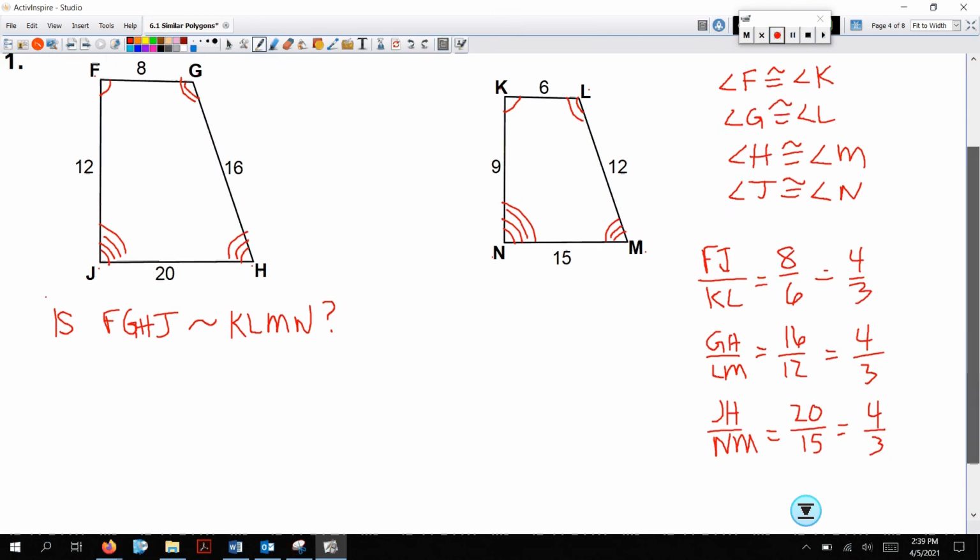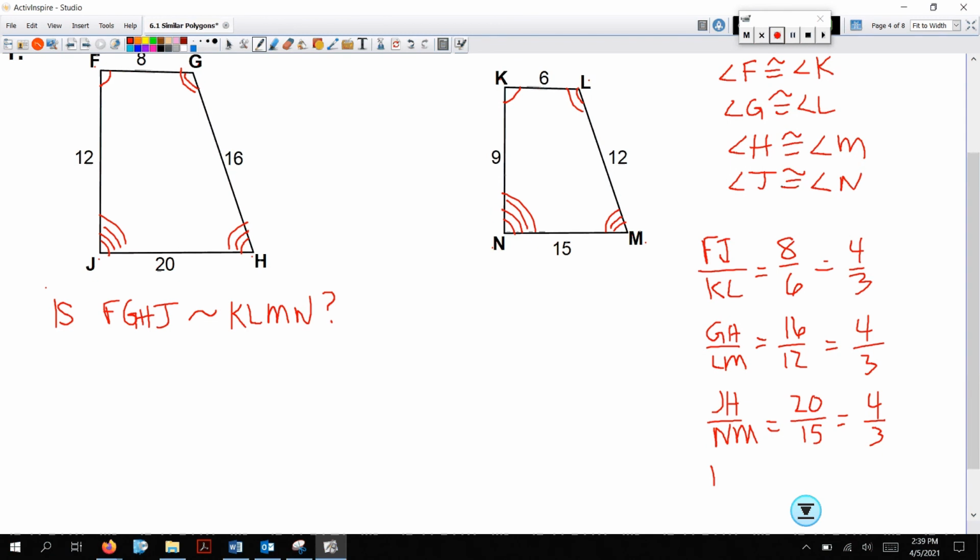And I only need to check one more side. Oh, I see what I made a mistake in. Sorry, that first side I picked was FG, not FJ. That corresponds to KL. If you were like, wait a minute, you're messing this up, sorry about that. Now FJ, which is 12, corresponds to KN, which is 9. So 12 over 9. Divide both by 3, and I get 4 over 3 again. So they are similar. So our similarity statement is true.